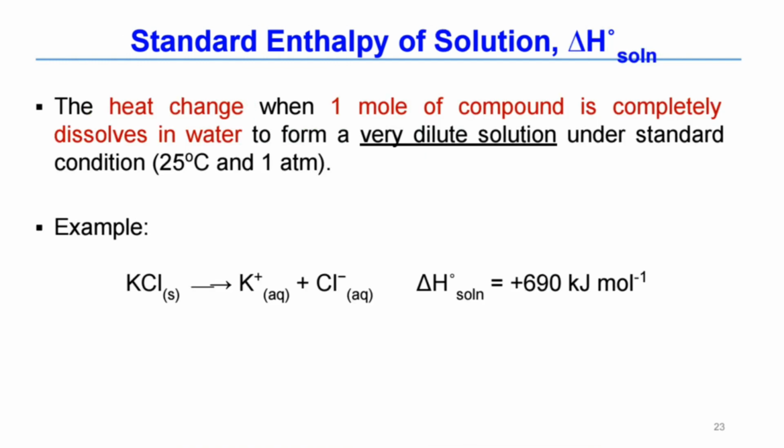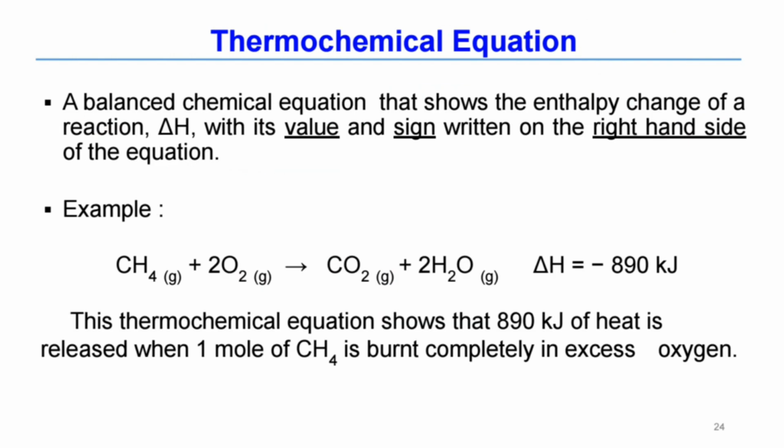Standard enthalpy of solution, written as delta H naught solution, is the heat change when 1 mole of compound is completely dissolved in water to form a very dilute solution under standard conditions, 25 degrees Celsius and 1 atmosphere. For example, when 1 mole of the compound potassium chloride is dissolved in water, potassium and chloride ions are formed in the aqueous phase. In writing a thermochemical equation, the value of enthalpy is always written on the right-hand side with its sign.